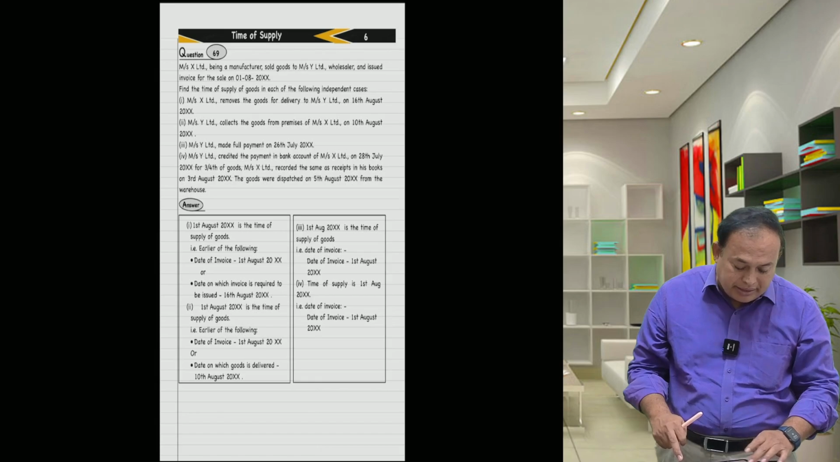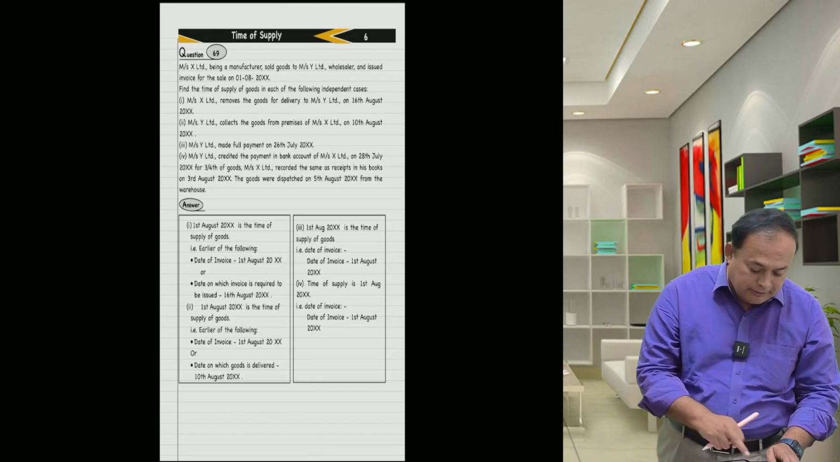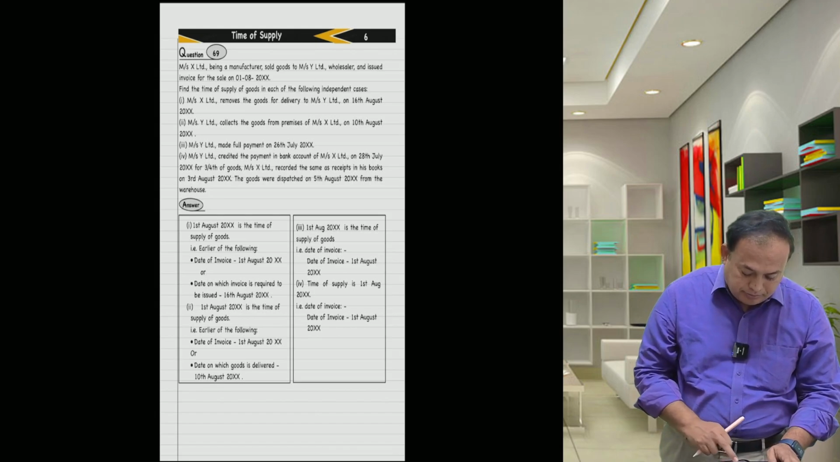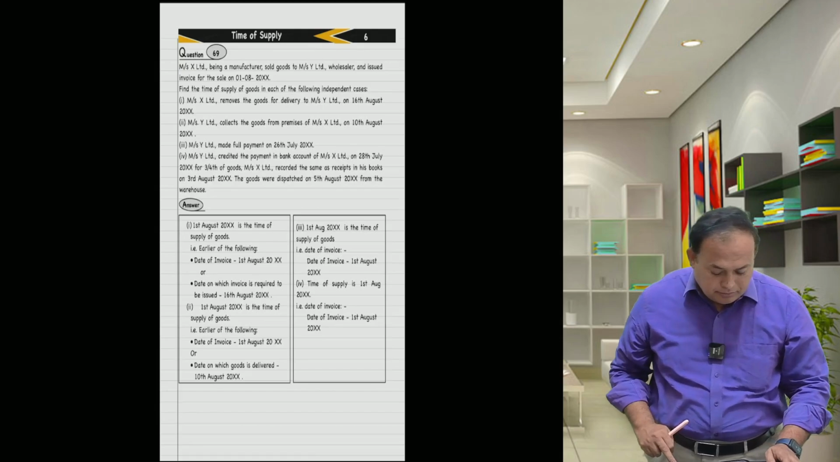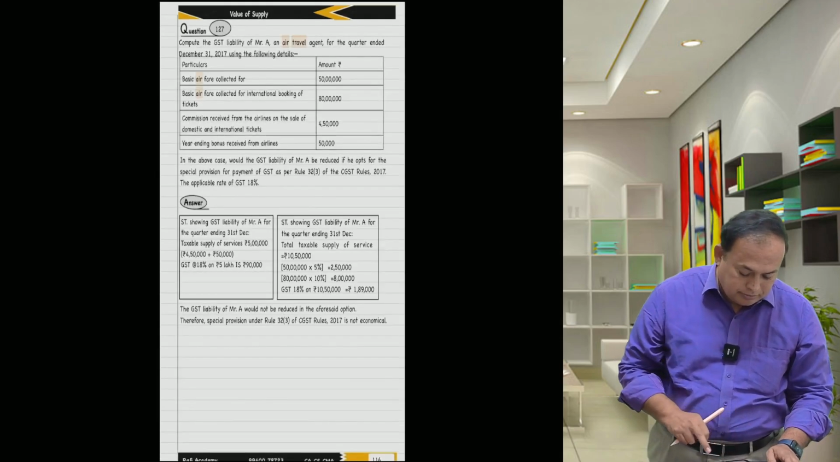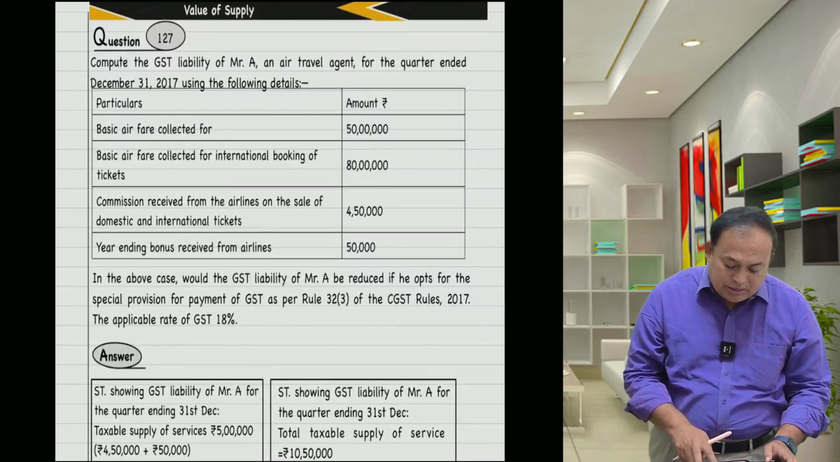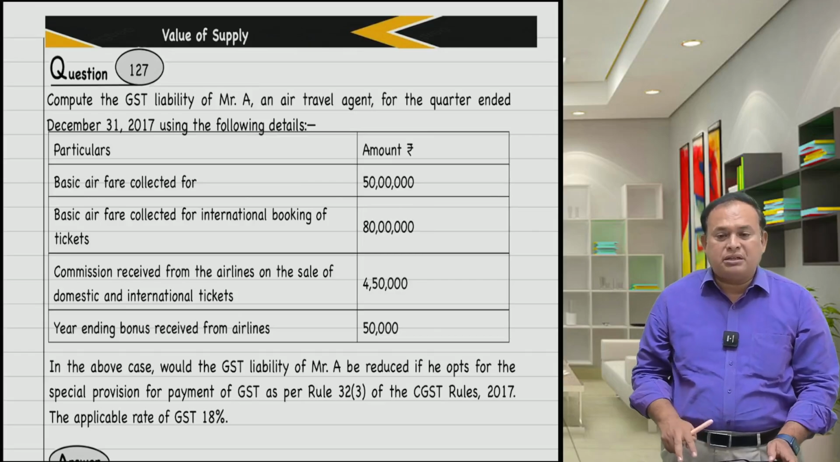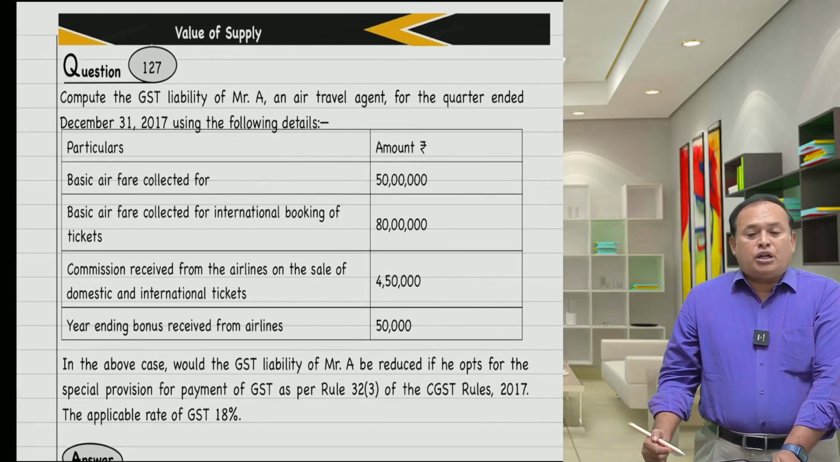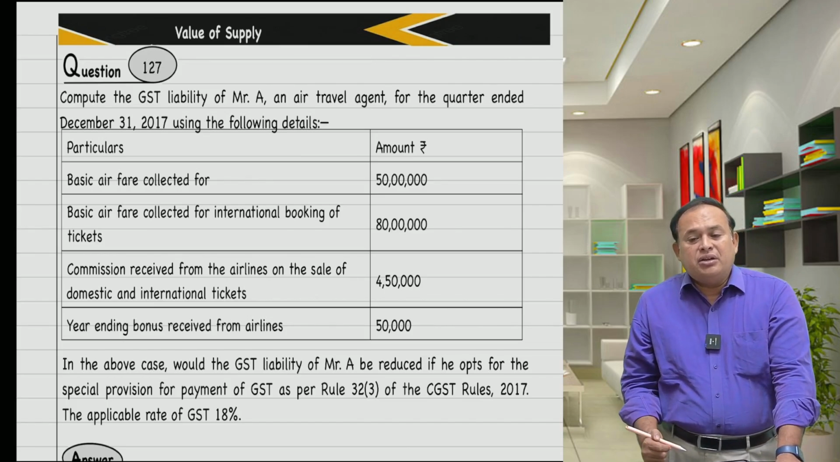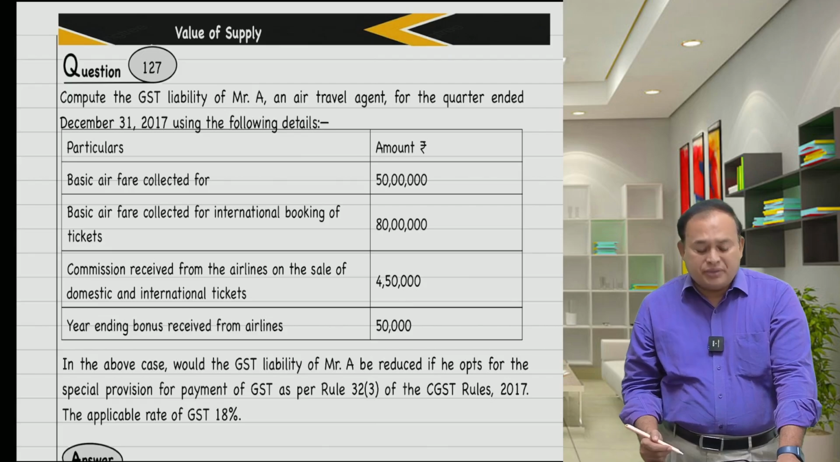Air travel operators. This is also a study material problem. In fact, study material of CA. Compute the GST liability of Mr. A, an air travel agent, for the quarter ended 31st December.